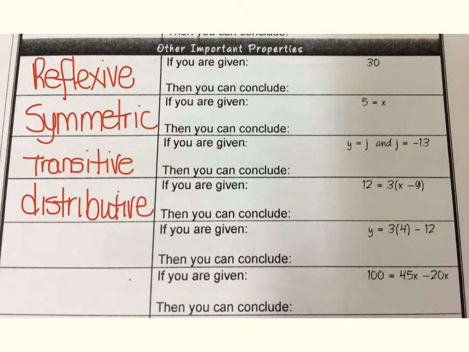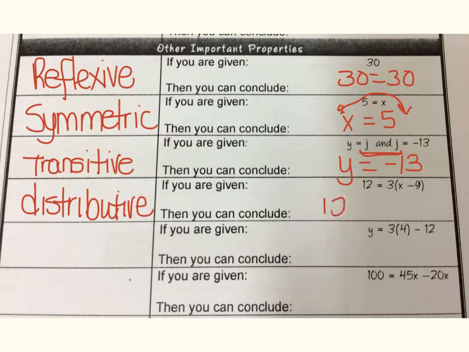All right, if you take a look at this, we have the reflexive property. 30 is equal to 30. Anything is equal to itself is a reflexive property. If we turn things around and let x come to this side and 5 go to that side, that's the symmetric property. Notice we have j and j here in the middle, so we can conclude that y is equal to negative 13. Here we have the distributive property.